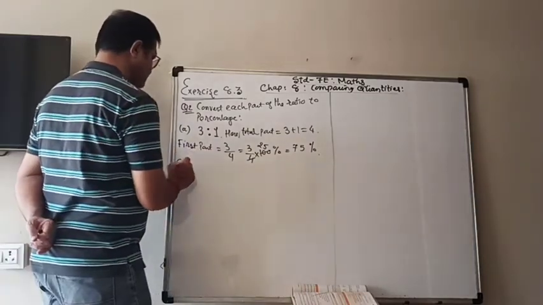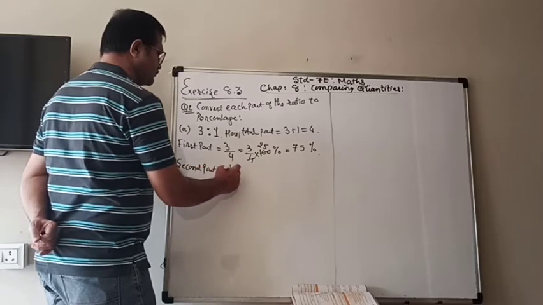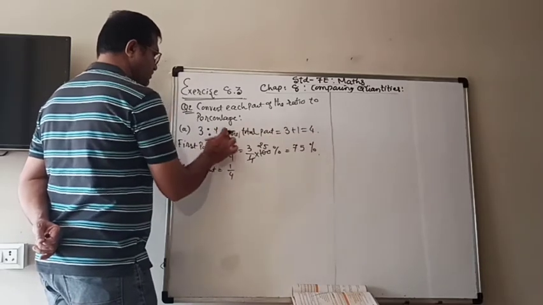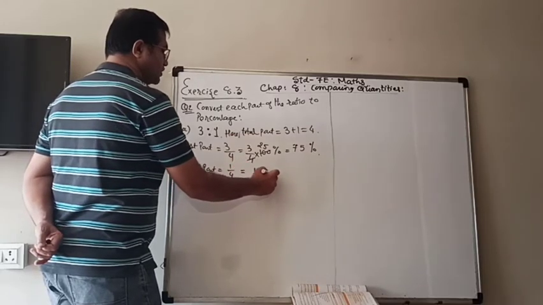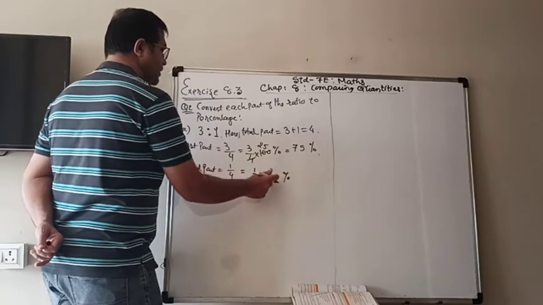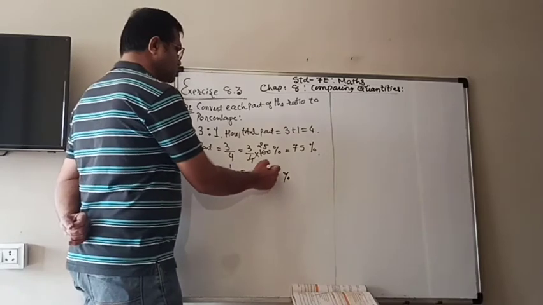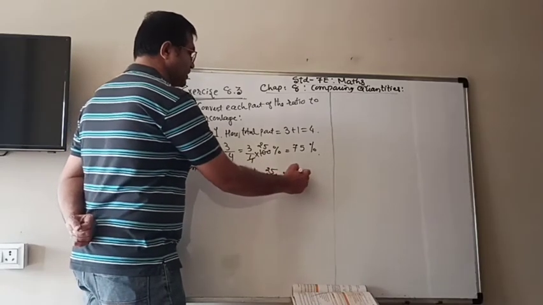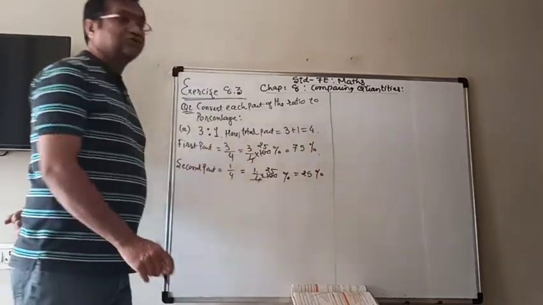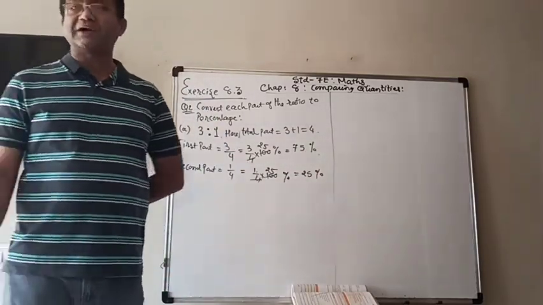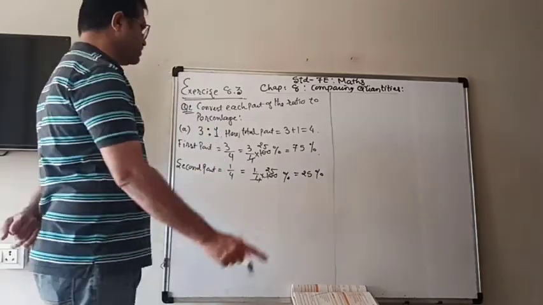Now the second part. Second part is 1 out of 4. Total 4 parts, out of that is 1 part. So 1 upon 4. Now we have to convert into percent, so we will multiply by 100%. Same here, cancellation, and 25 ones are 25%. And make sure that the total of all parts' percentages will be 100. So here 75 plus 25 is 100.